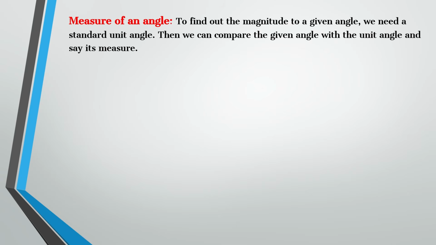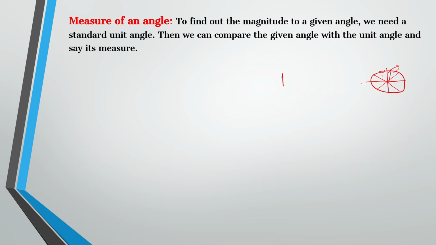Degree means what? If you take one complete circle, if you imagine that, and if you divide it into 360 equal parts, then each part is called 1 degree. Degree means 1 by 360th part of one complete circle. This is how we say it in another way.